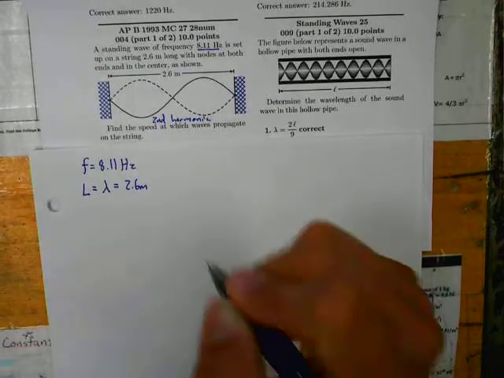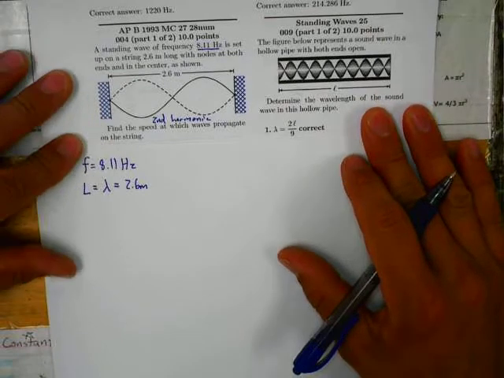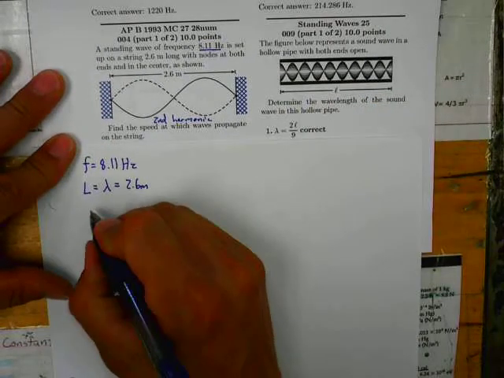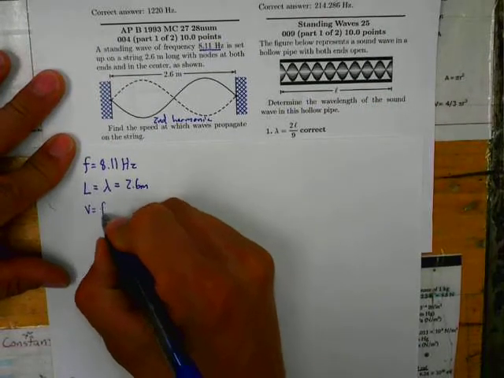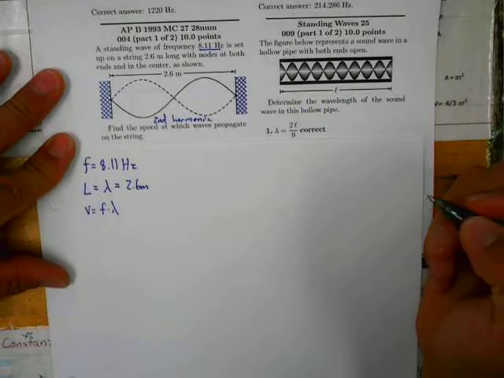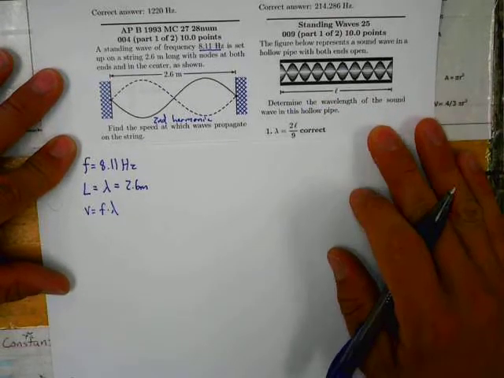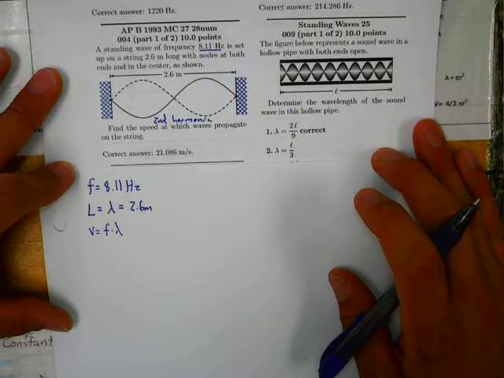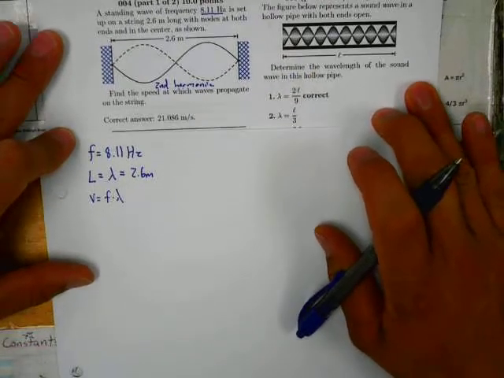Okay, and we've got those nodes and all that. Find the speed at which the waves propagate. So all we have to do is V equals F times lambda. I'll let you guys complete it from there. That would be the answer for me right there.